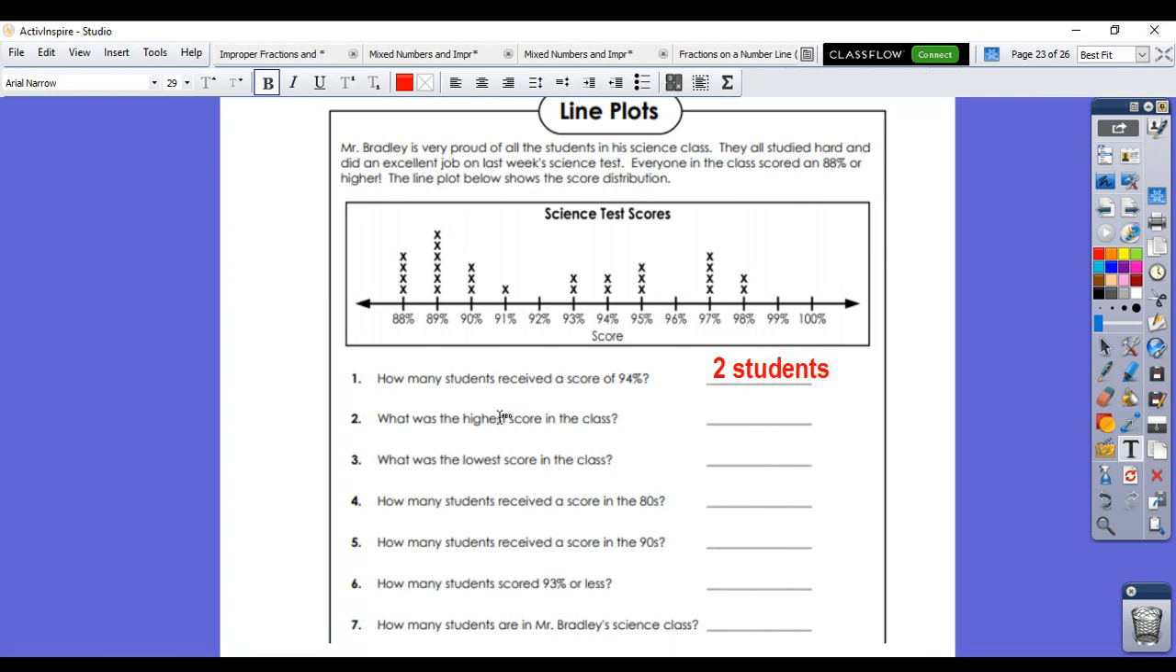Okay, what was the highest score in the class? Now, this is not asking me what is the score that had the most students that scored that score. This just asked me what is the highest score anybody got. So I can't put 100% here. No one got 100%. 98% was the highest score. 89% was the score that was scored the most often, but the highest score was 98%.